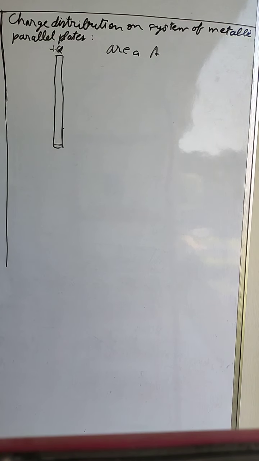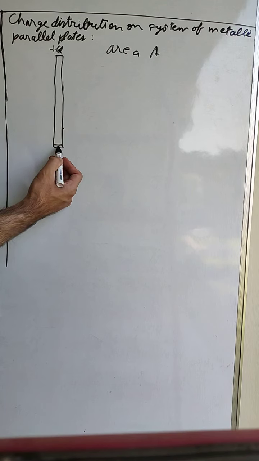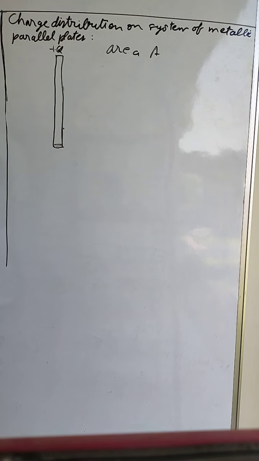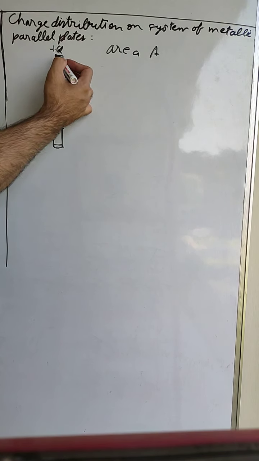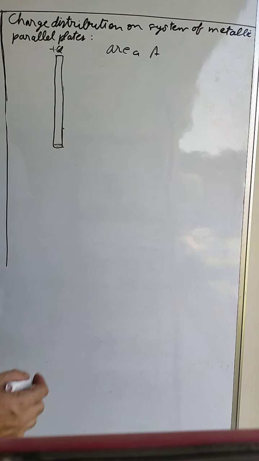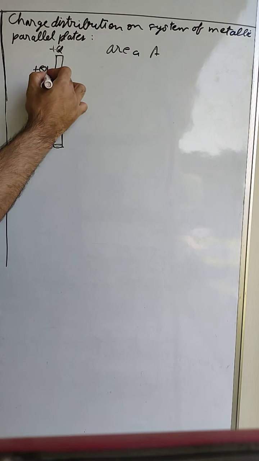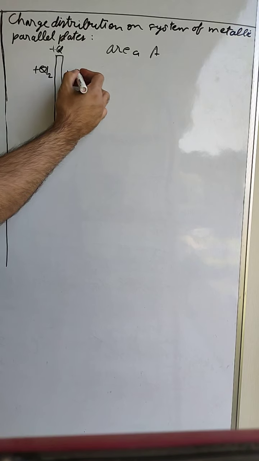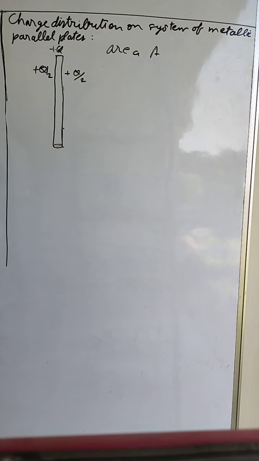Now we know the property of the conductor, that the charge given on the surface of a conductor will be uniformly distributed all over the surface. If we ignore the thickness of the plate, and assume that the plate is of very little thickness, then the plus q charge will be equally distributed on both surfaces. So this surface will have a charge of plus q by 2, and this surface will also have a charge of plus q by 2.